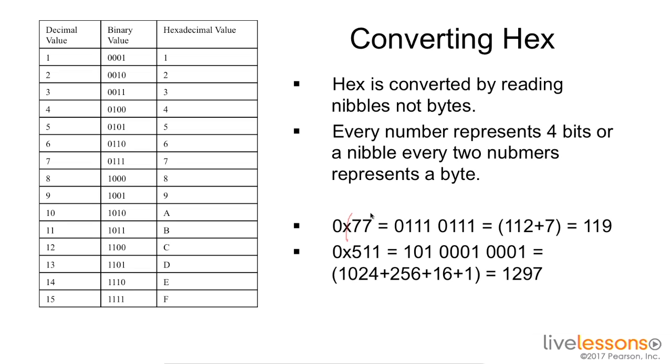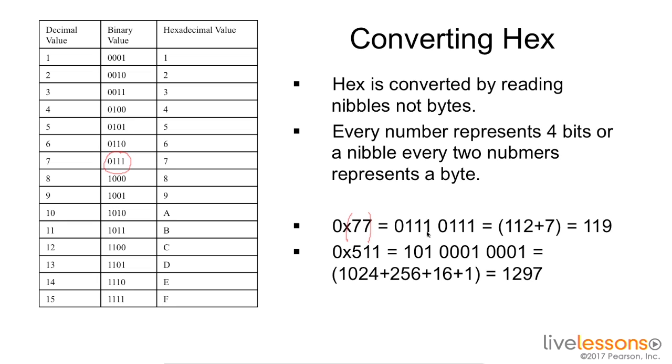For instance, 77. Now if I take a look over, I can see that 7 equals 0, 1, 1, 1. I want to start from the right to the left, so I write that out. The first 7 equals 0, 1, 1, 1, which is 4 bits, or a nibble. The second 7 equals another 0, 1, 1, 1.